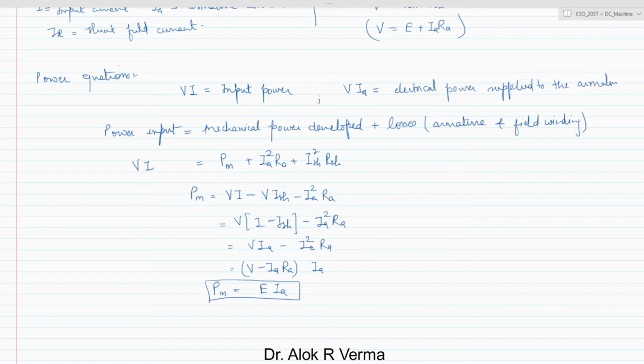You have to be careful while selecting these values. So if you really want to calculate the input power, then you have to take the input current. For armature power, since it is a shunt motor, we have to consider the armature current.